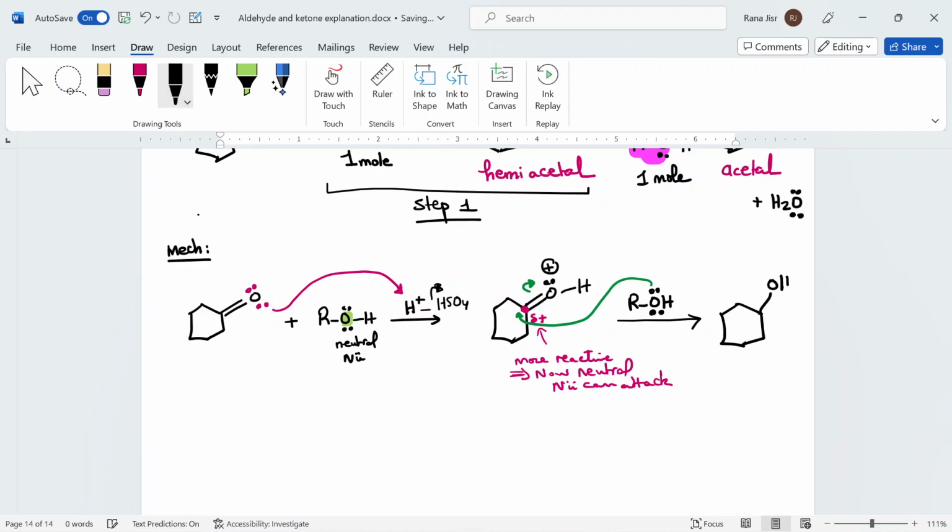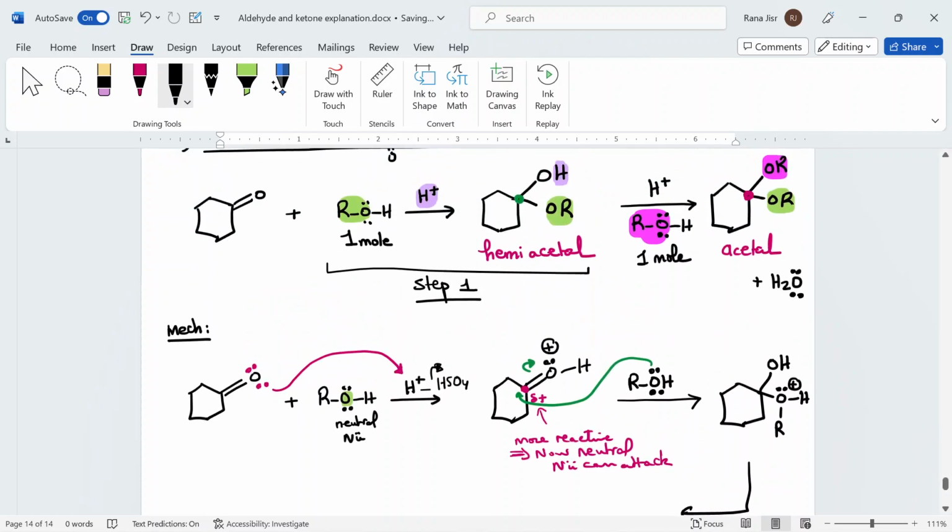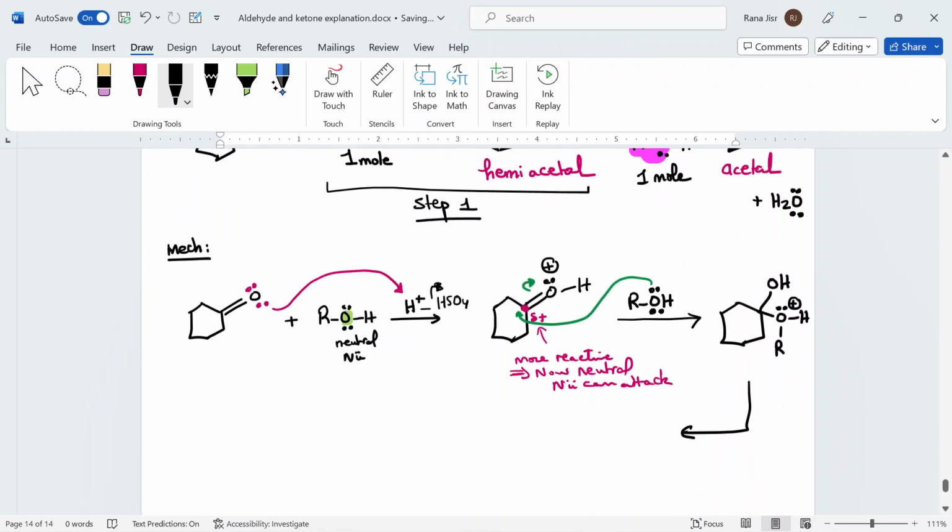I'm going to end up having my OH. My target is to reach the hemiacetal. Okay, this is my target. I want to reach my hemiacetal in there. You know the structure of the hemiacetal. The hemiacetal needs to have an OH and an OR. This is what a hemiacetal is. I have the OH, I need the OR, so I want to get rid of this hydrogen in here.